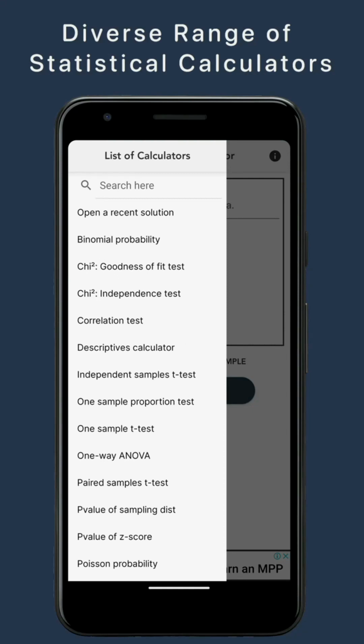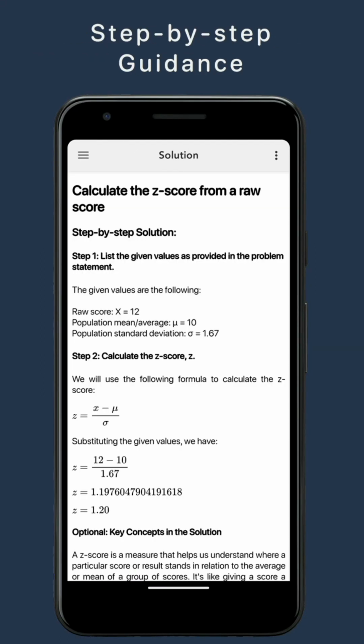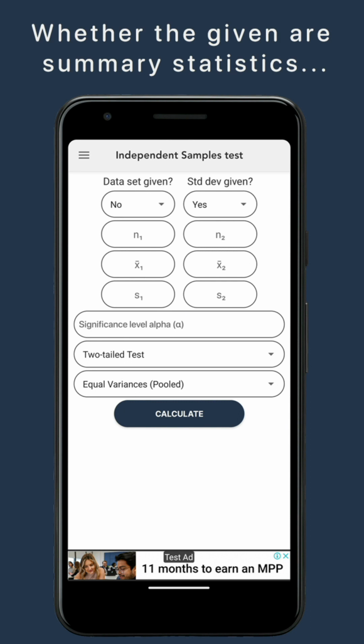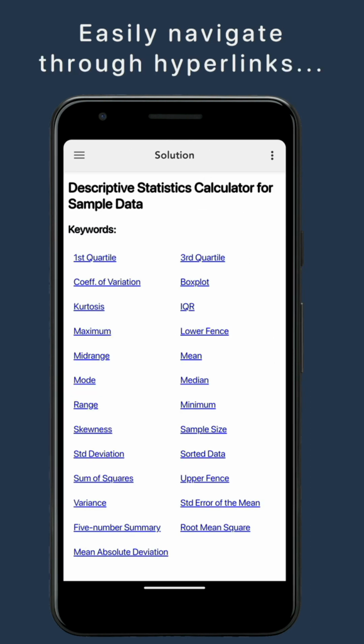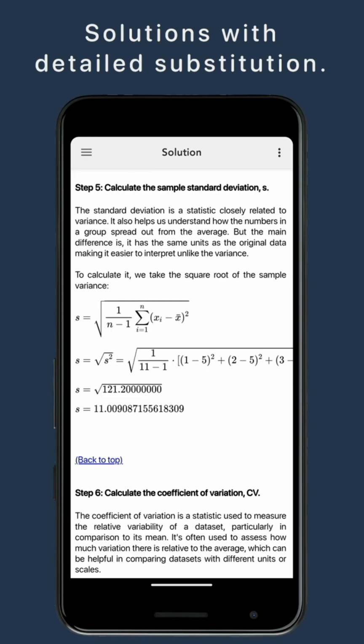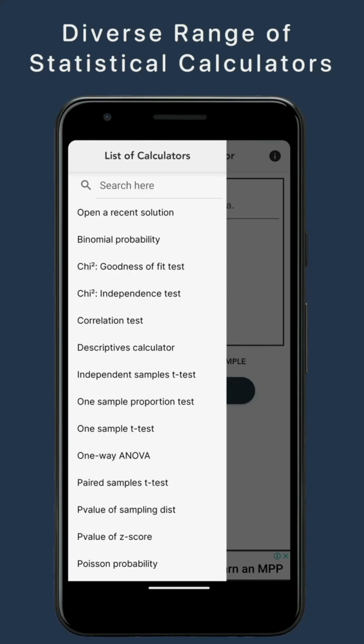Ready to effortlessly conquer those tricky statistics problems? Meet ShinStats, the app you didn't realize you needed until now. Picture having a personal statistics wizard in your pocket, leading you step by step through the toughest questions.